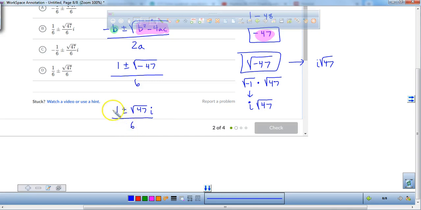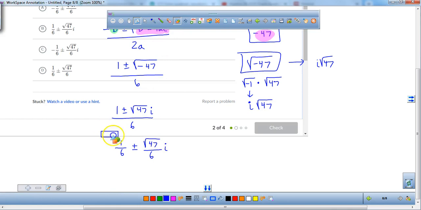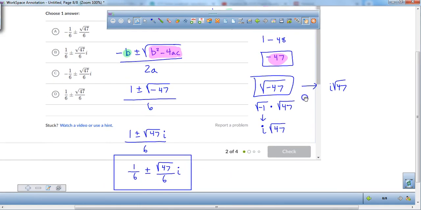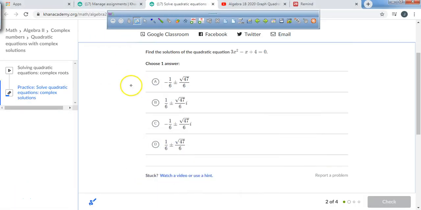So we're going to break this fraction down. We have 1 over 6, so 1 divided by 6 is 1/6, plus or minus the square root of 47 over 6, and we're just going to stick the i right there, and you should be able to clearly see the answer that I'm going to be choosing. Alright, 1/6 right there, plus or minus square root of 47 over 6 times i, which is answer choice B in this particular case.